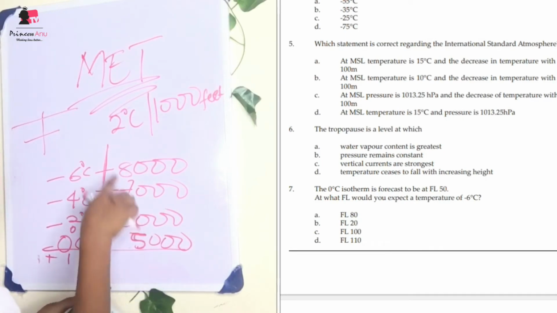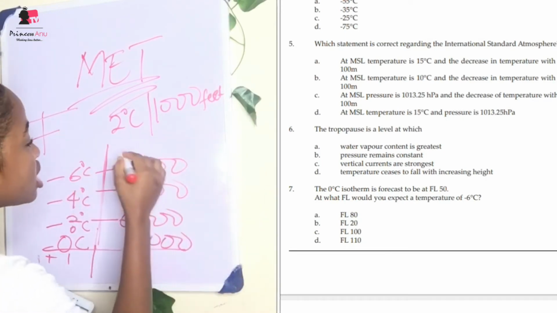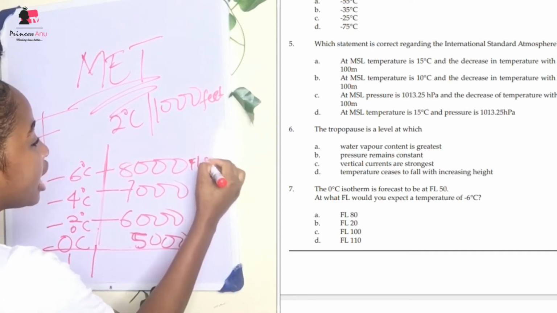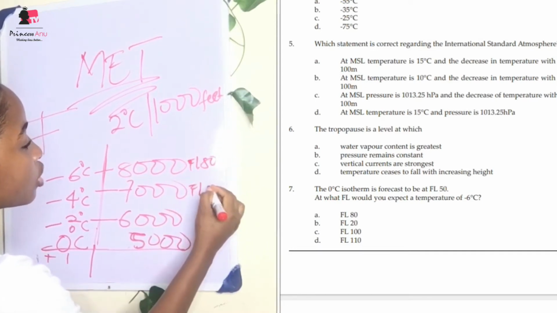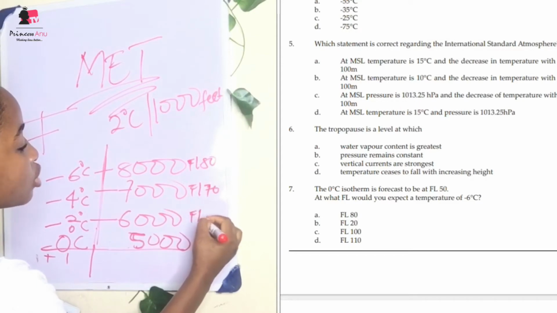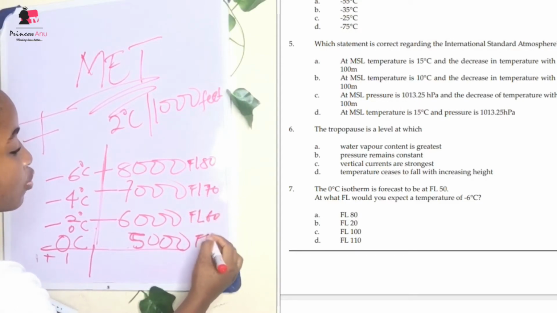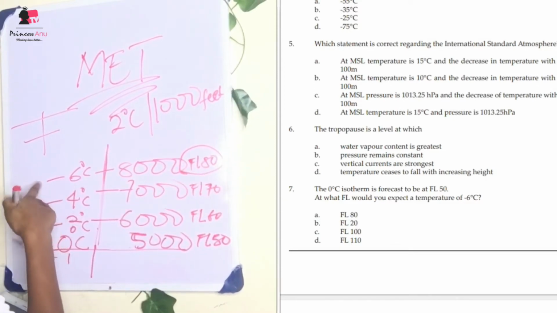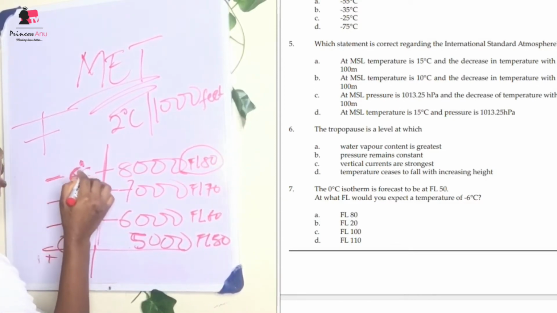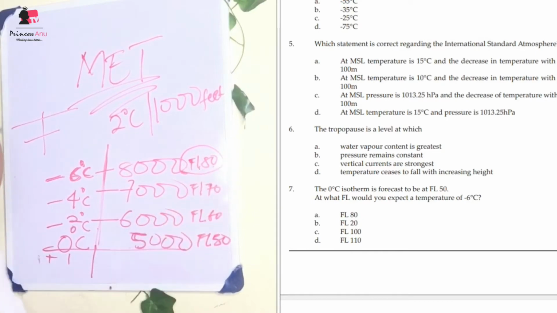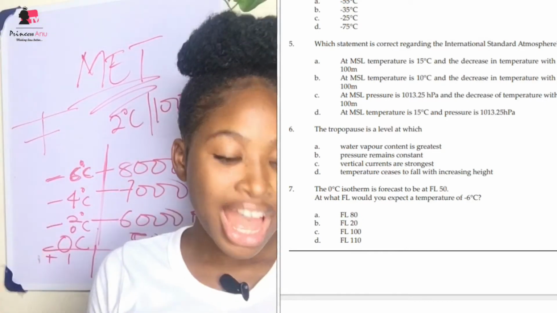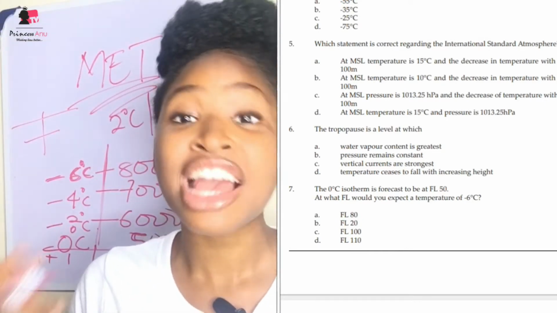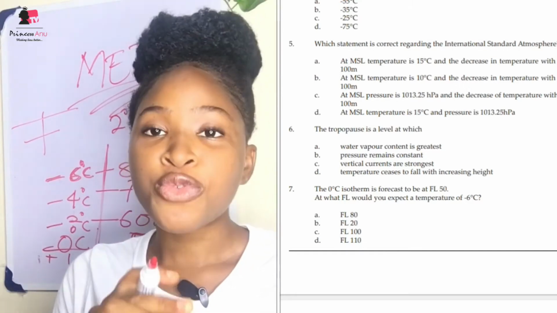Now let's change it back to flight level. So this is going to be flight level 80, flight level 70, flight level 60, and like we know, flight level 50. So this is the answer, because at this point you're going to be having minus 6 degrees Celsius for flight level 80. So let's quickly check, and that means the answer we have here is alpha. Alpha is the answer for this particular question.